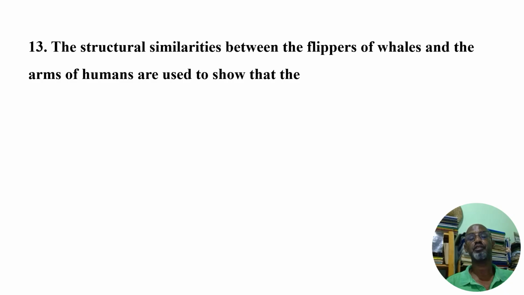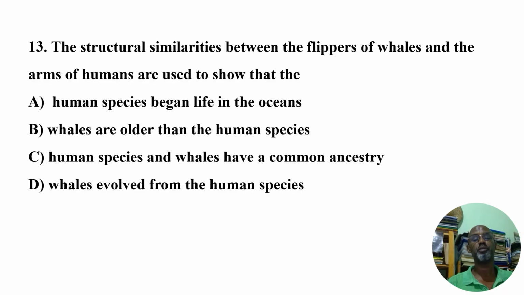The structural similarity between the flippers of whales and the arms of humans is used to show that the human species began life in the oceans. Whales are older than the human species. Human species and whales have a common ancestry. Whales evolved from the human species. The answer is having common ancestry.